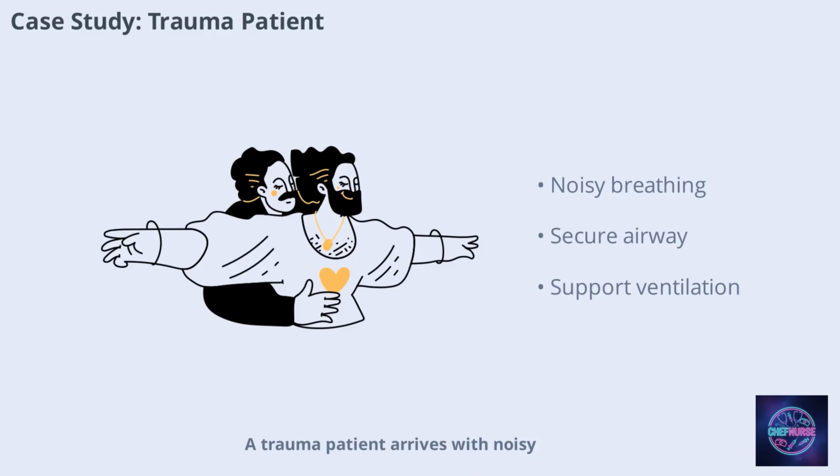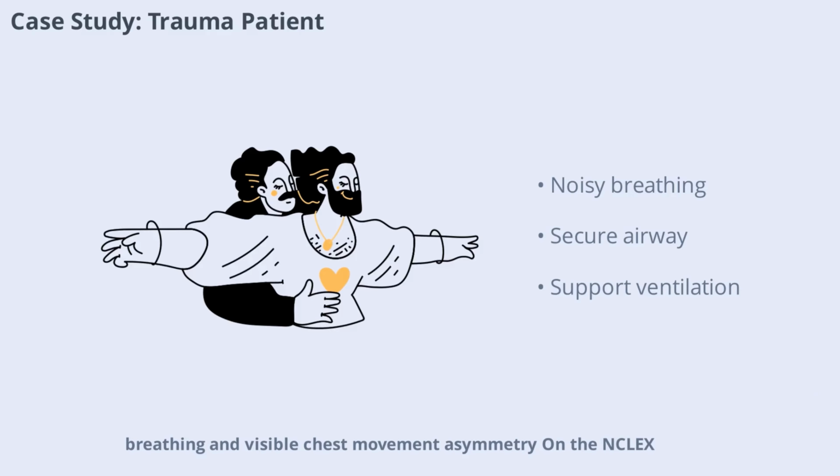A trauma patient arrives with noisy breathing and visible chest movement asymmetry. On the NCLEX, suspect airway injury or pneumothorax. Your priority is to secure the airway and support ventilation. Rapid assessment and intervention are critical in trauma cases.